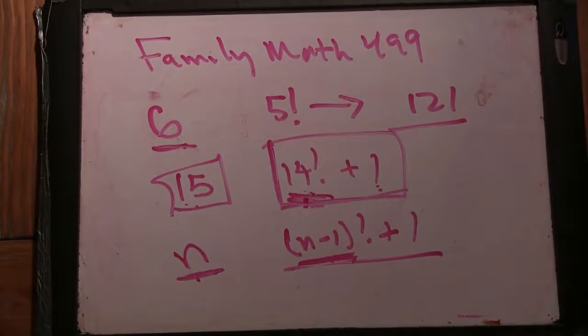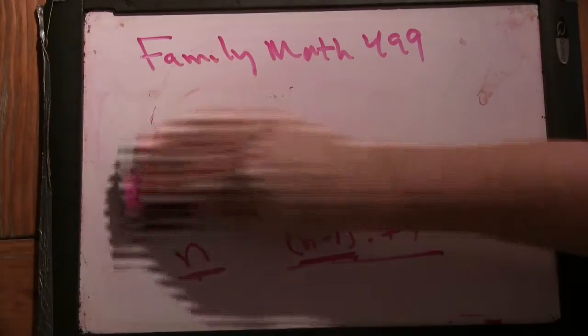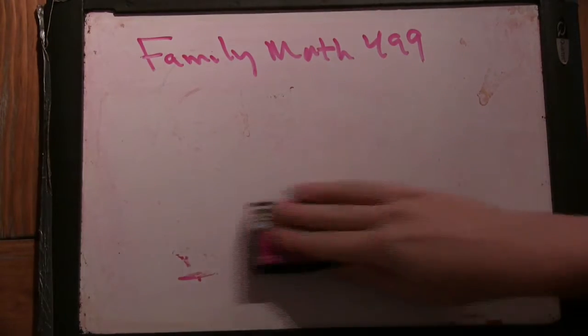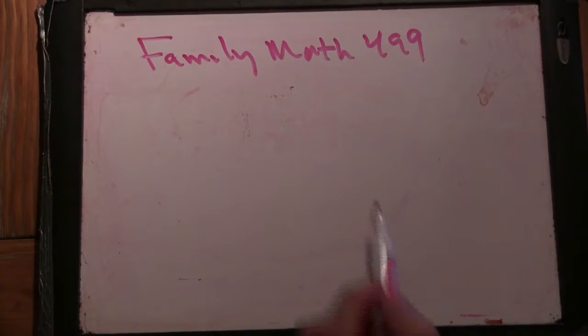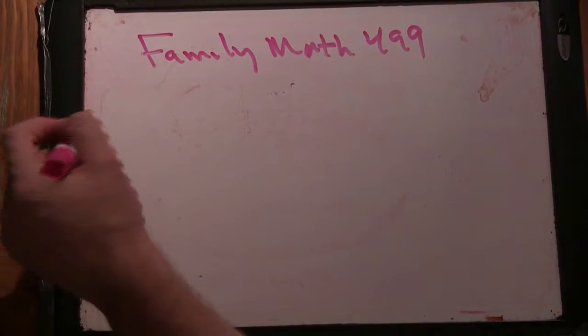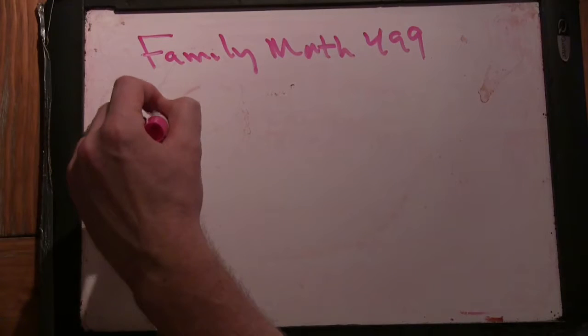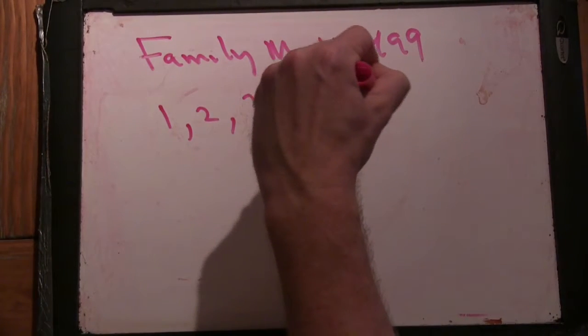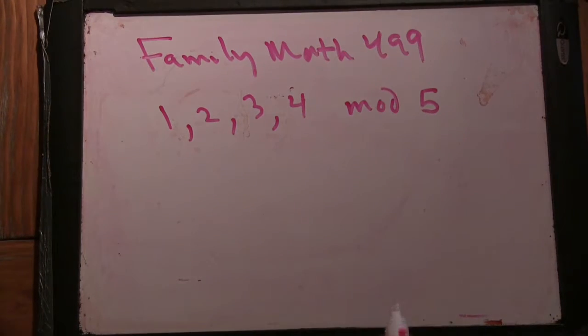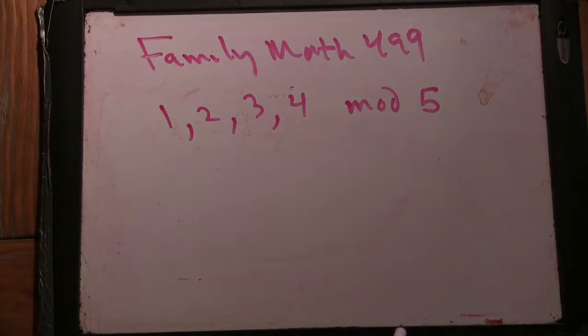And the idea for why this works, if it is prime, is actually a pretty advanced idea in math from number theory. And it's something that relates to remainders. So I want to show you something about the numbers 1, 2, 3, and 4 mod 5. Okay? Now, are you ready? Yes. For something incredible? Yes.